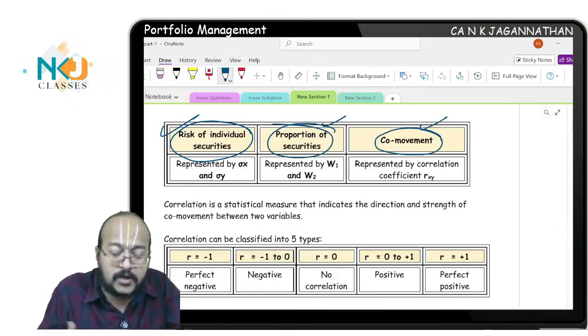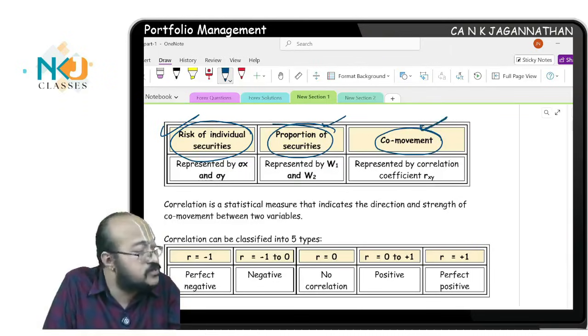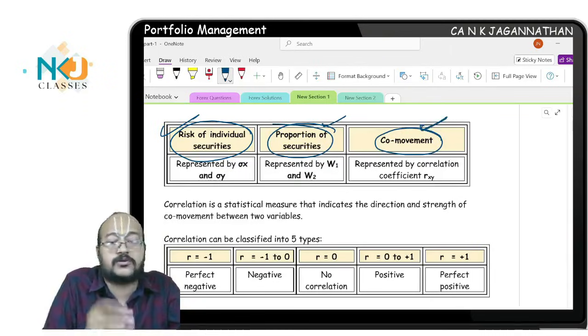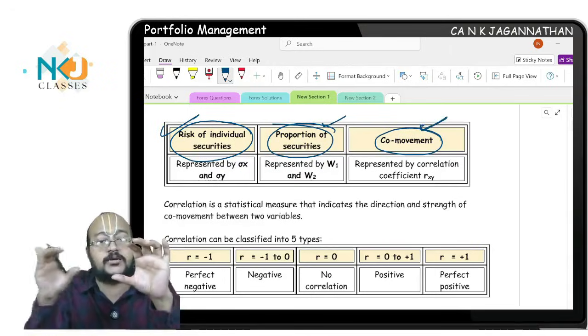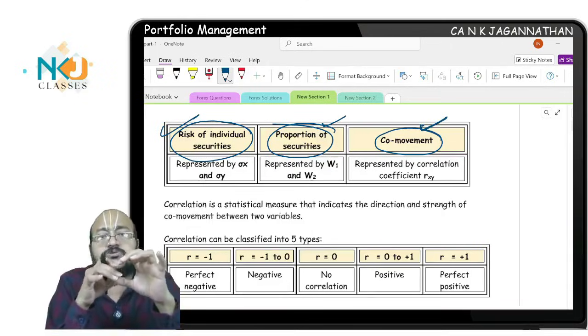Are you understanding? So this is unique. With respect to return, you don't consider the co-movement at all. With respect to risk, you need to consider the co-movement. Why? Because risk arises from the deviation from the mean. Risk is nothing but the deviation. The deviation arises due to uncertainty.